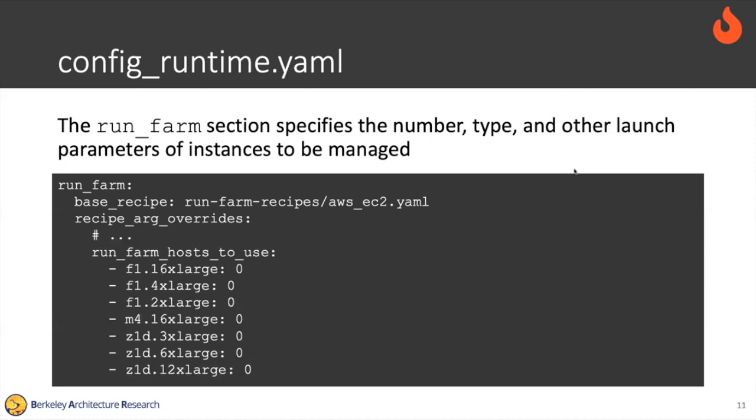Next section here, inside of run farm still, is run farm host to use. This is basically indicating the instances that I'm going to launch for a simulation. So if you see here, there's a couple of different types. There's these F instances, which are FPGA instances for AWS. You have these M and Z instances, which are just other instances on AWS, varying amounts of CPUs, varying amounts of RAM, whatever the case is. In our case, we set one of the FPGA instances to turn on. So we're actually launching a VM on that FPGA-enabled instance.